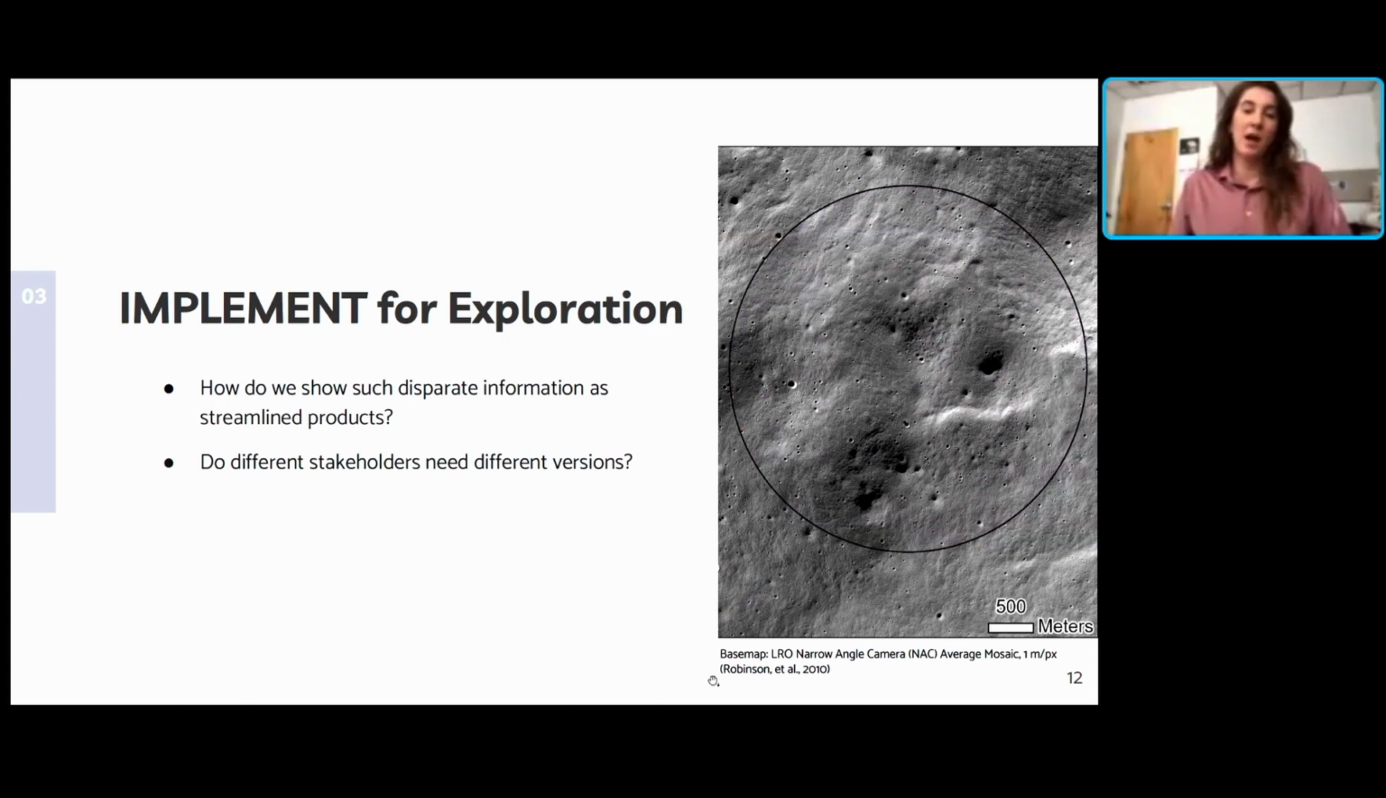So now that we have various types of tactical map products that we're making, each one is showing disparate information. So how do we put those all into one or a handful of products to be most useful for different stakeholders? And do different stakeholders need different versions? Next slide, please.